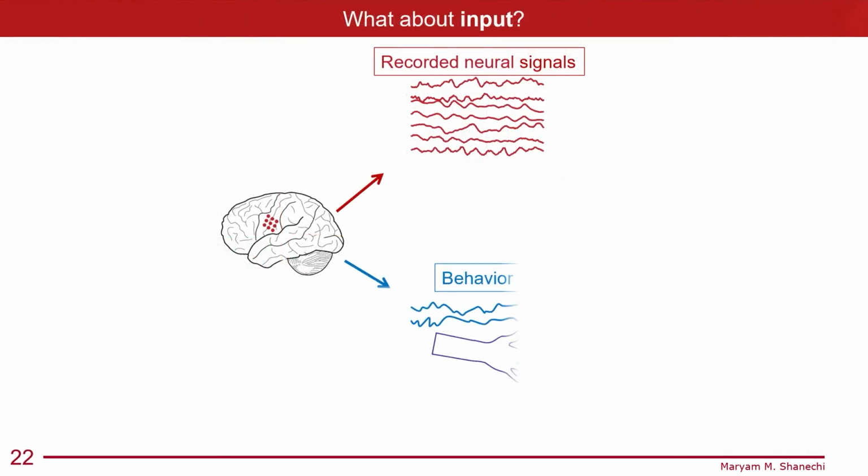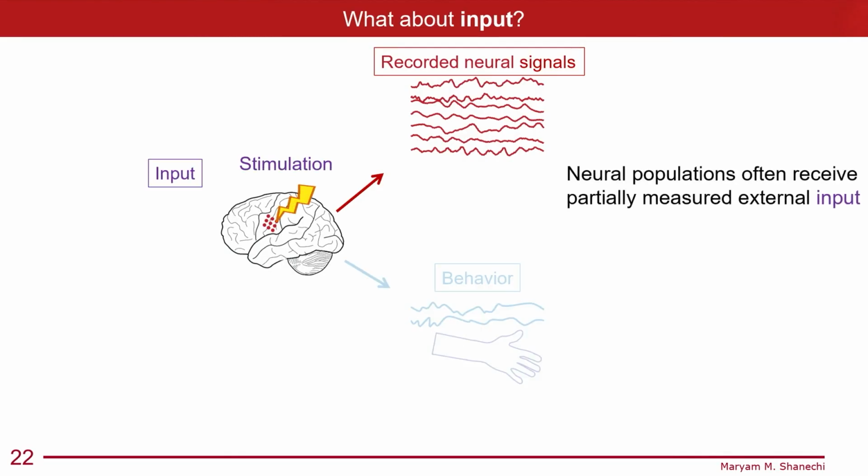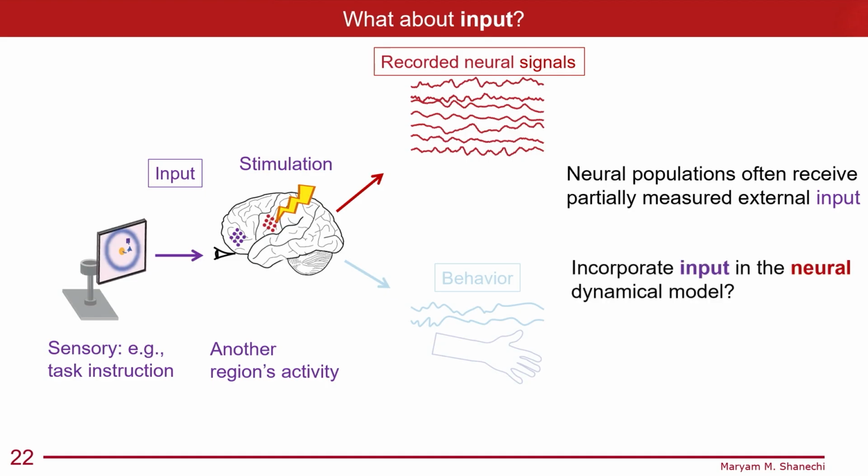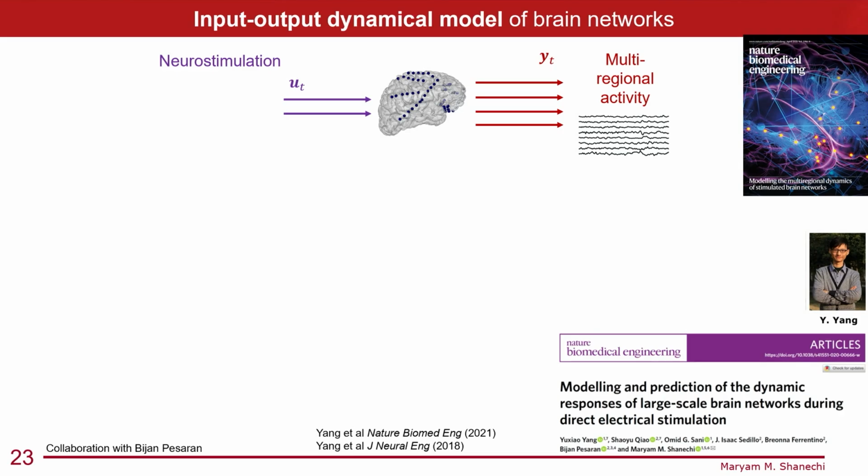All right, great. So far, I've added behavior to this framework. But what about input? We know that neural populations receive a lot of inputs, whether this is neuromodulation, optogenetic, electrical, whether it's sensory input, whether it's input from an upstream brain region. Can we incorporate input also within this dynamical modeling framework?